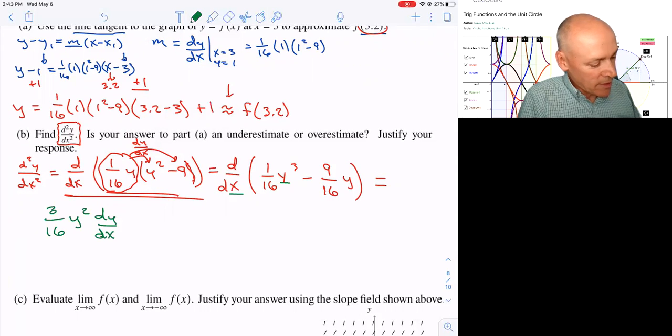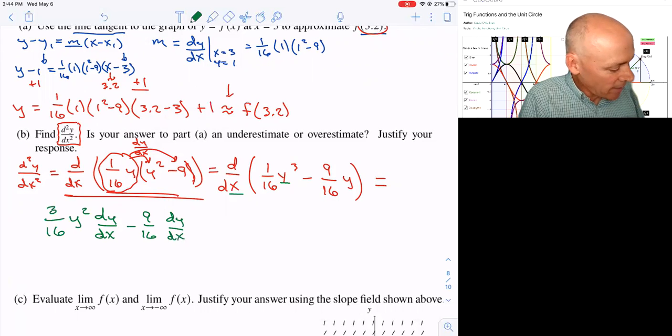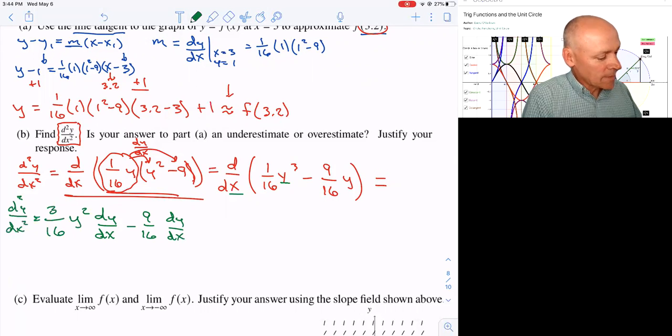Okay? And then second term, d/dx of negative 9/16 y is going to be negative 9/16 dy dx. Okay? That is my second derivative.